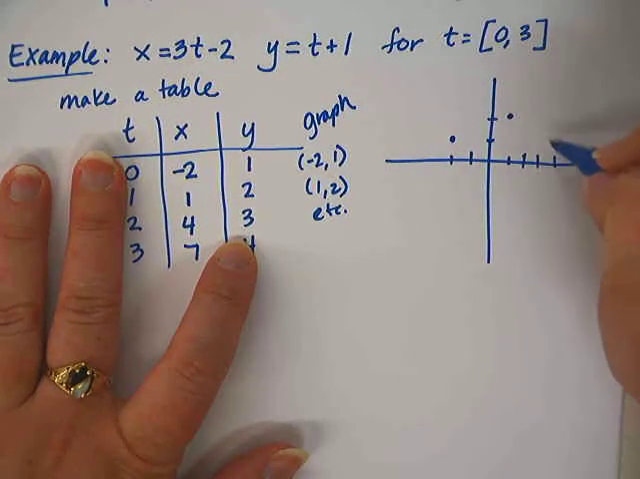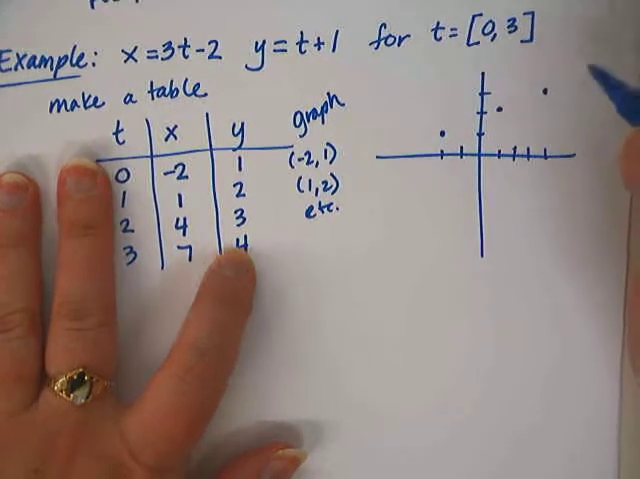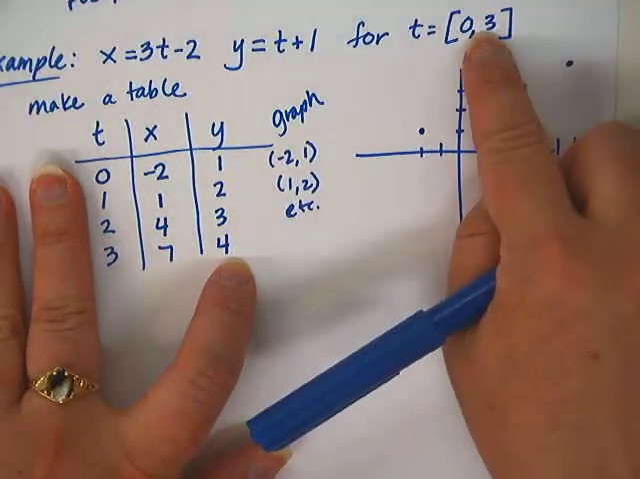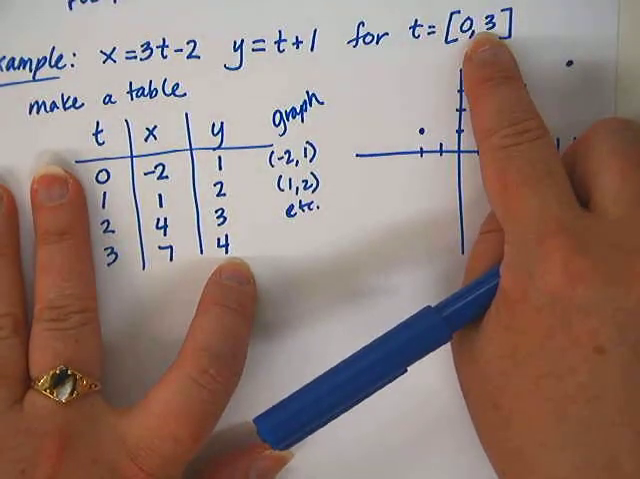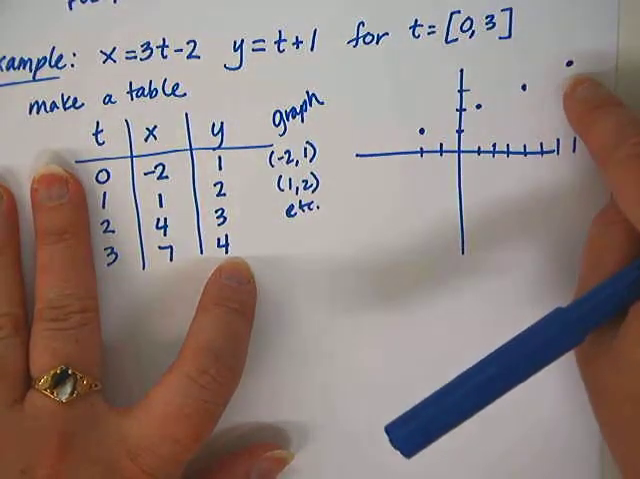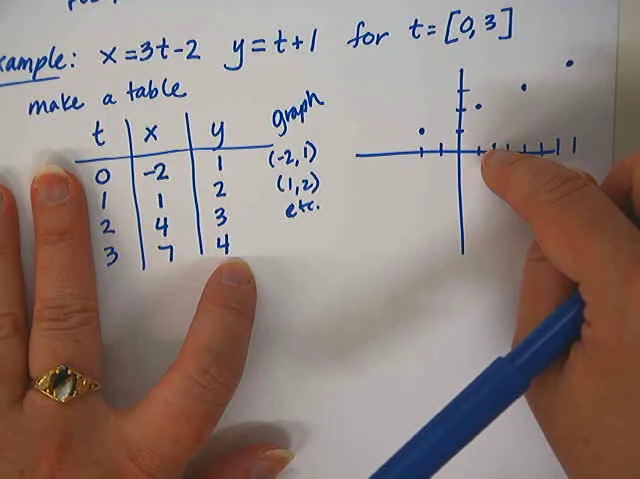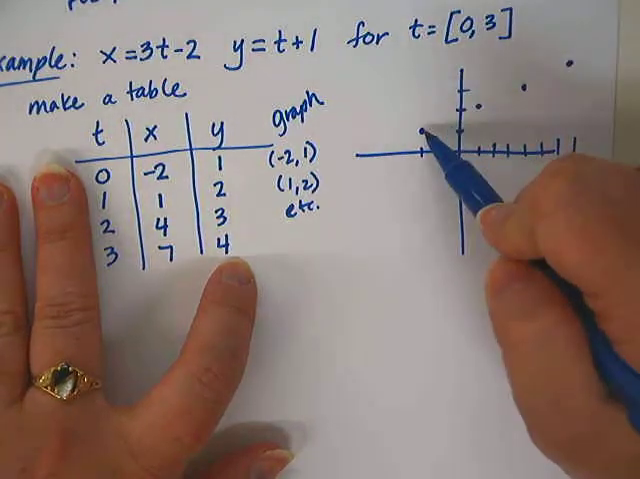Okay? Then we go to 1, 2. Then we go to 4, 3. Then we go to 7, 4. I probably should have used graph paper because I think I've graphed unevenly. Now the object stops moving after time 3.